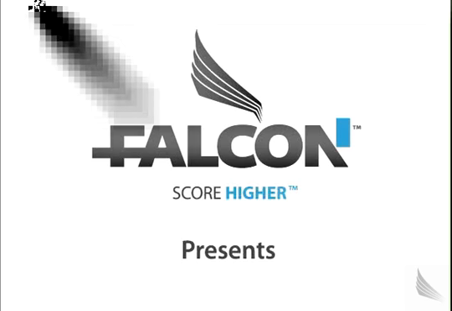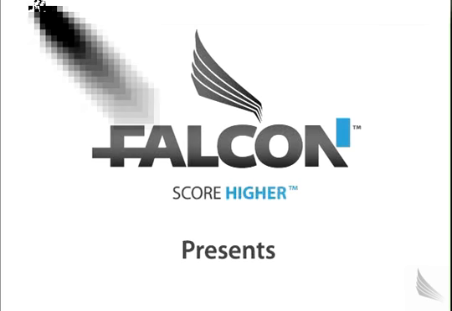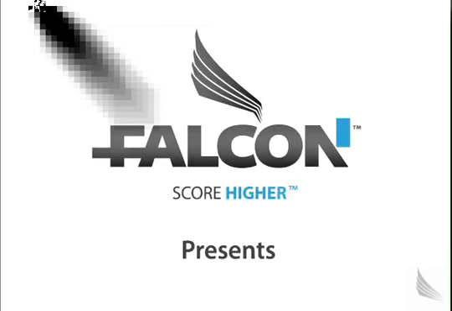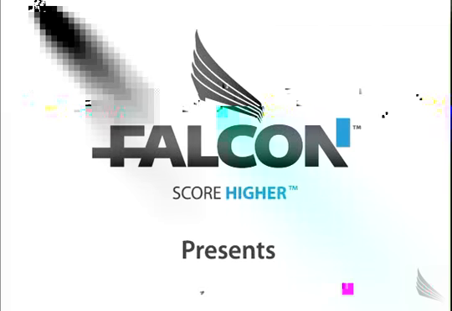Tonic seizures are simply a stiffening posturing of the body. Atonic seizures are often called drop attacks. The patient will lose muscle tone and fall to the floor, and this is often mistaken for fainting. The term epilepsy refers to a disorder of recurrent seizures, and the seizures should be unprovoked. So, for example, febrile seizures are not considered to be epilepsy.